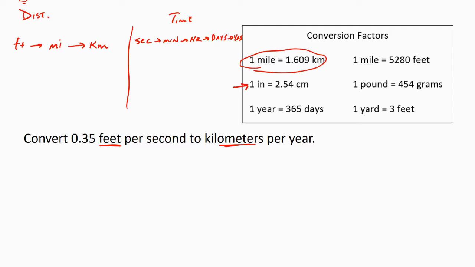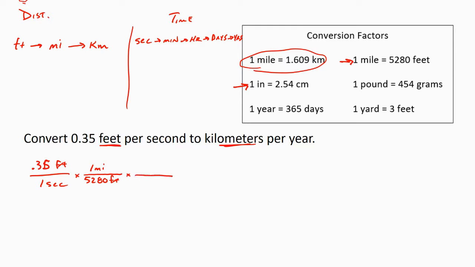So if we're going to do that, we're going to start off with our 0.35 feet per second. So we're going to put it over 1 second. So now let's just do the distance part first. So we have to convert feet to miles. So we know that based on our conversion factor list, that for every 1 mile, there is 5,280 feet. Then feet cancels, leaving us with miles.